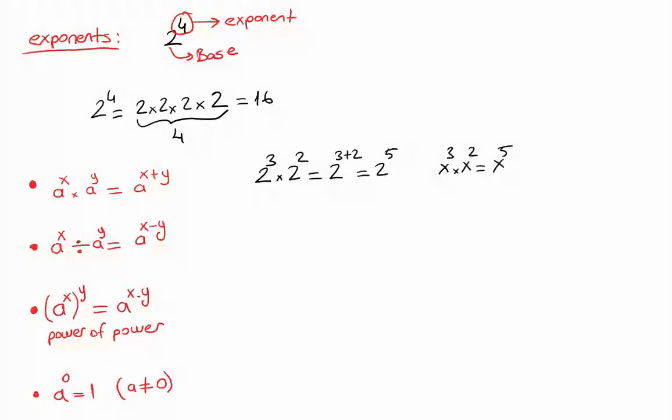Okay, and division. So let me give an example. 2 to the 3 over 2 to the 2 is equal to 2 to the 3 minus 2, which is equal to 2 to the 1, but we are writing only 2. Okay, let's give the same example with x. So x to the 3 minus 2 equals x.